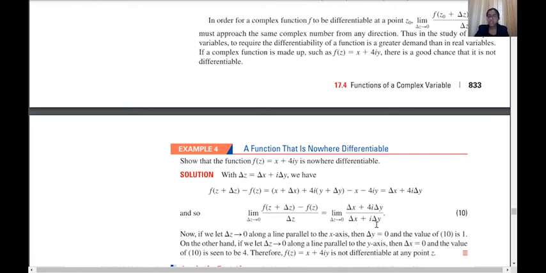In that case, delta y is 0, right? So what will be the value? Delta y is 0 means delta x by delta, this term will become 0, this term will become 0. So we'll get the limiting value to be 1, right?